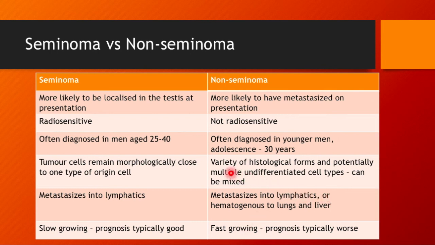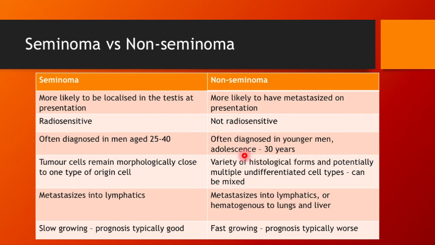Right, so bear with me on this. It's important to learn the difference between seminomas and non-seminomas. The main physical difference between the two is that seminoma tumour cells remain morphologically close to one type of origin cell, whereas non-seminomas can have all sorts of different histological forms with potentially mixed cell types. Non-seminomas also occur in younger patients than seminoma. They are the most common primary testicular malignancy, accounting for almost 60% of cases.